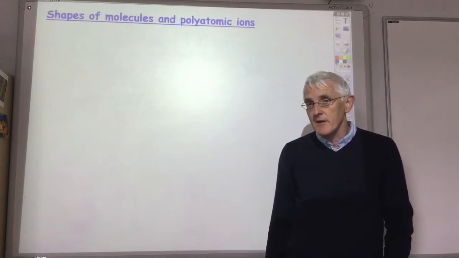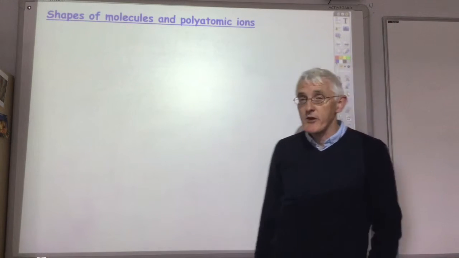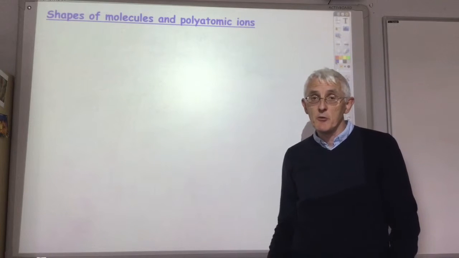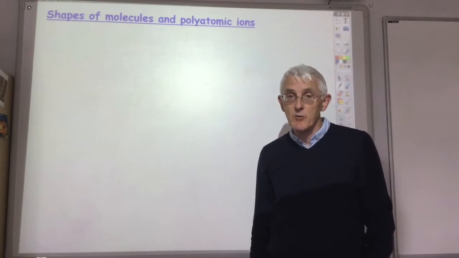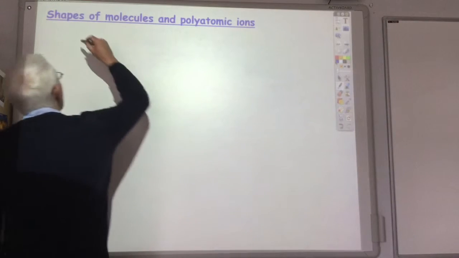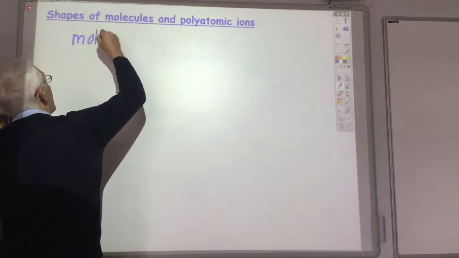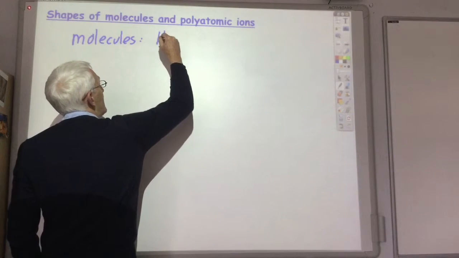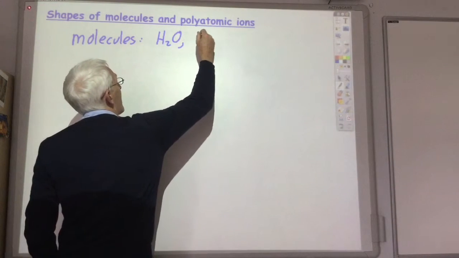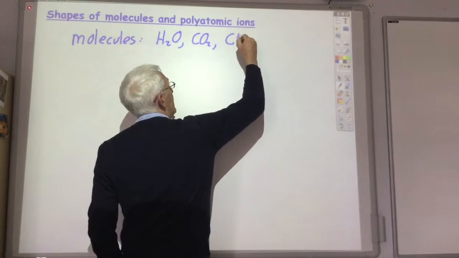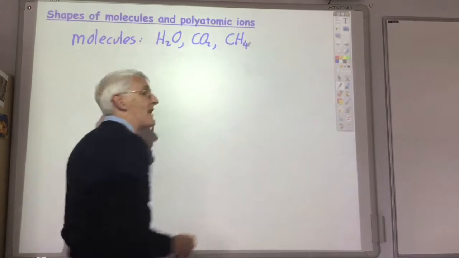Let's start by clearing up what we mean by the terms molecules and polyatomic ions. So, molecules are groups of atoms joined together with covalent bonds. So things like water, H2O, carbon dioxide, CO2, methane, CH4.